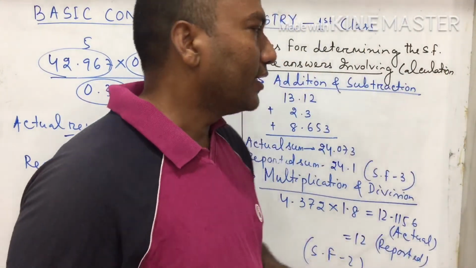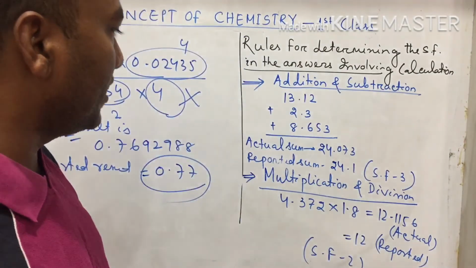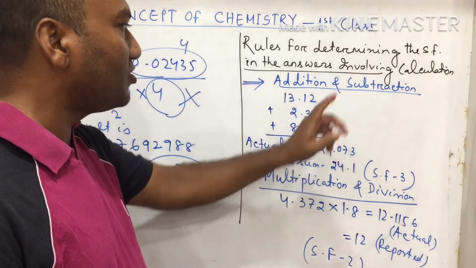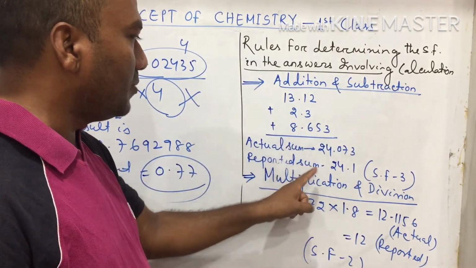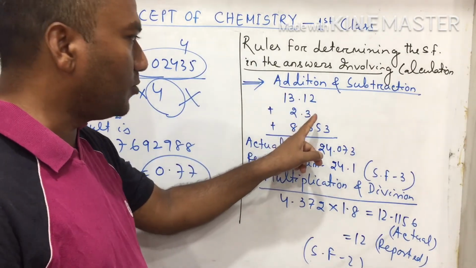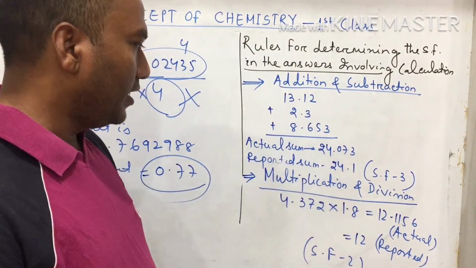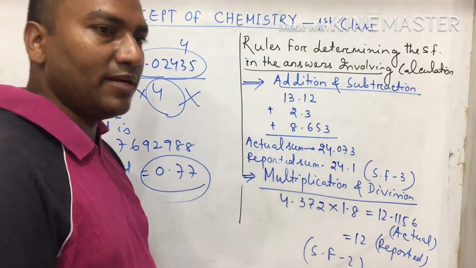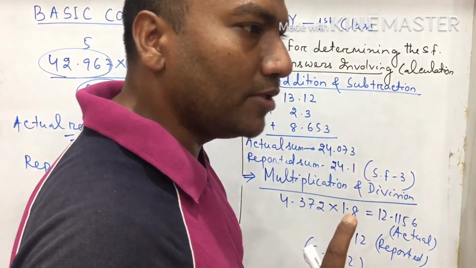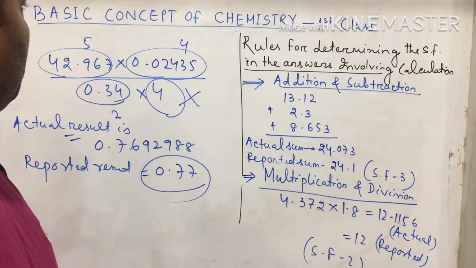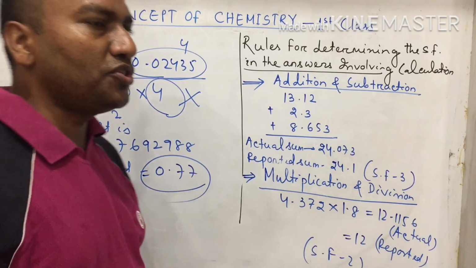And when calculation comes, in addition and subtraction the reported sum is rounded to the lowest number of decimal places. In multiplication and division, whichever number has the lowest significant figures, we round up to that number of significant figures. Clear? So this is the concept of significant figures.